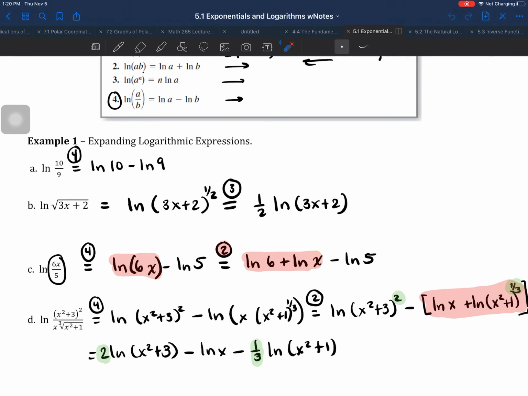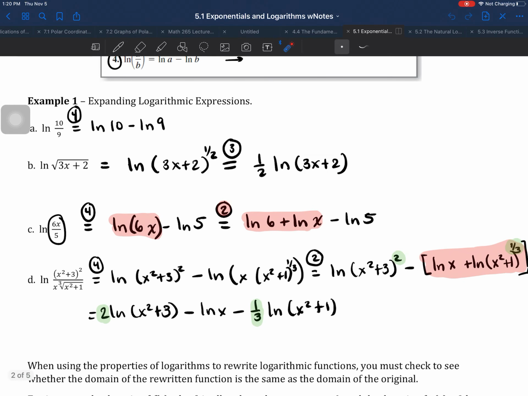Now that we have a power, we can use property number 3, which allows us to bring the power to be a factor in front of the natural log. So this would become 1/2 times the natural log of 3x plus 2.